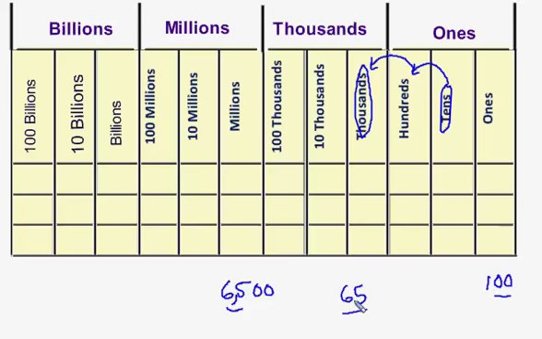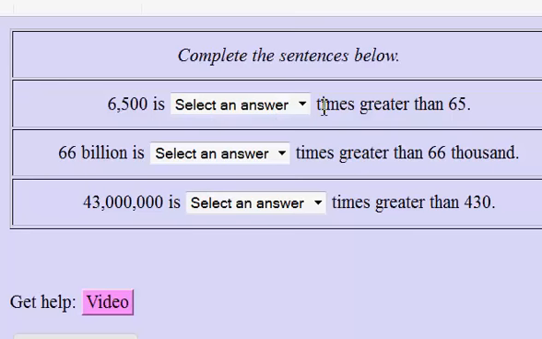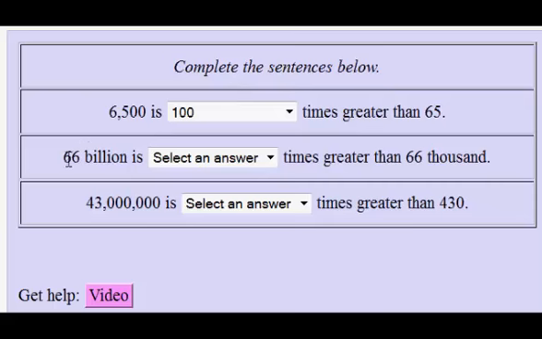Now let's go back to the Math-AS problem, and I'm going to use the pull down menu to select 100. Now the next question has us comparing 66 billion to 66,000, and because they started with the number 66 here, and they compare it to a number that starts with 66 here, we can tell exactly how many times greater one is relative to the other, again by going to a place value chart.